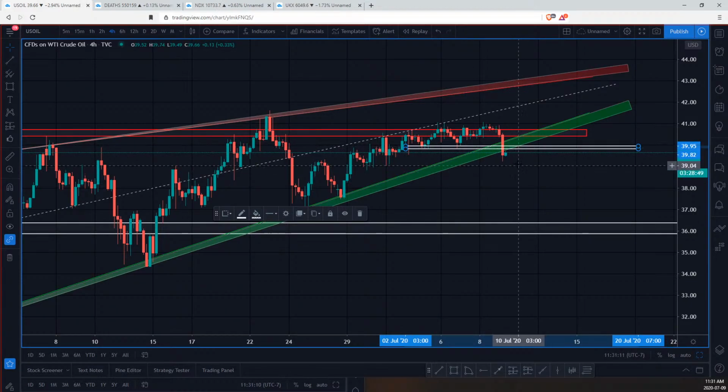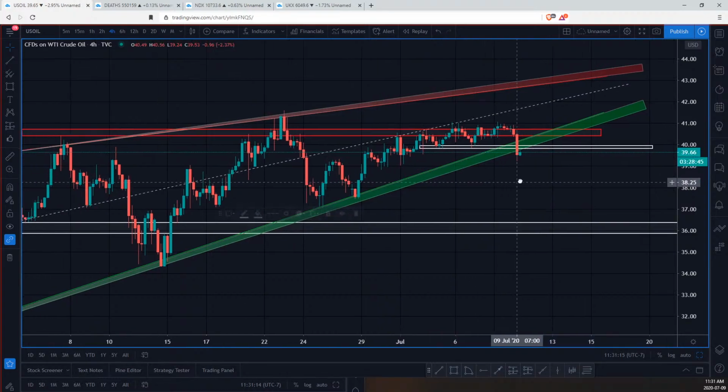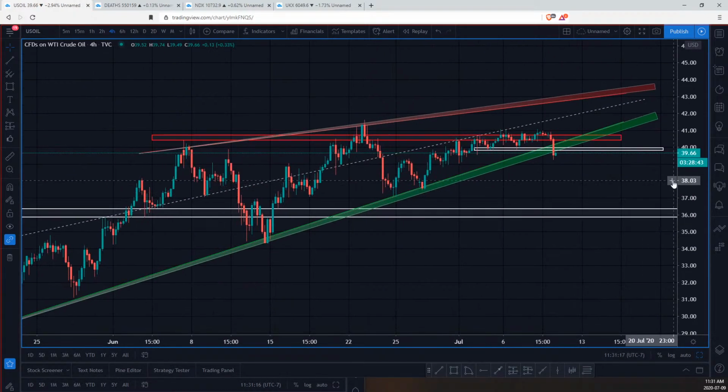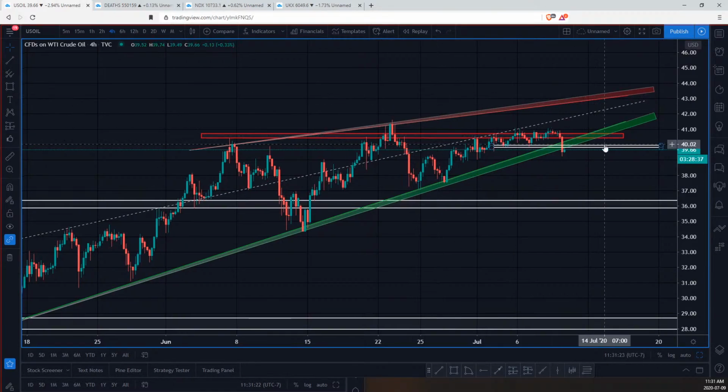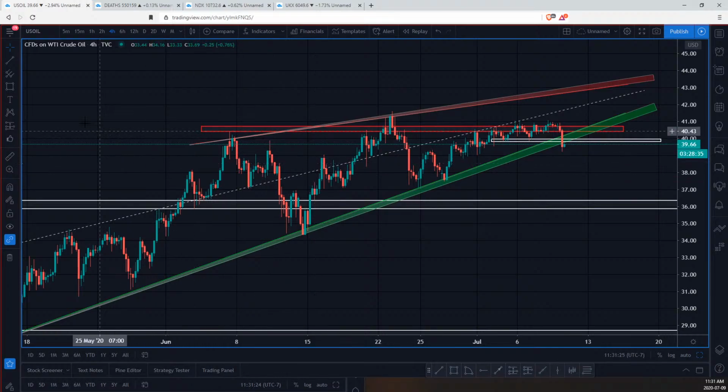If it starts moving to the downside by validating this as a new level of resistance, that would definitely give me a little bit of indication that we are starting to enter into a risk-off sentiment. And that would be a very different environment from what we're currently seeing right now.